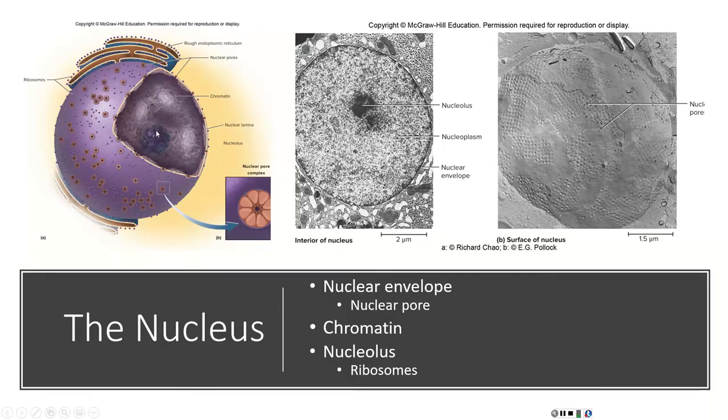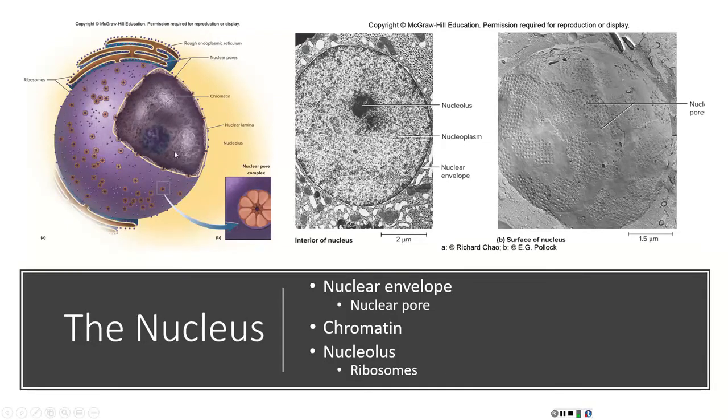Some things may need to get across that nuclear membrane. The nuclear membrane is really good at keeping things out, or keeping the DNA and a couple of other things in. But if something does need to get in or out of the nucleus, it passes through these specialized channels called nuclear pores. Nuclear pores are very specialized channels in the nuclear envelope that allow very, very few substances in or out of the nucleus.